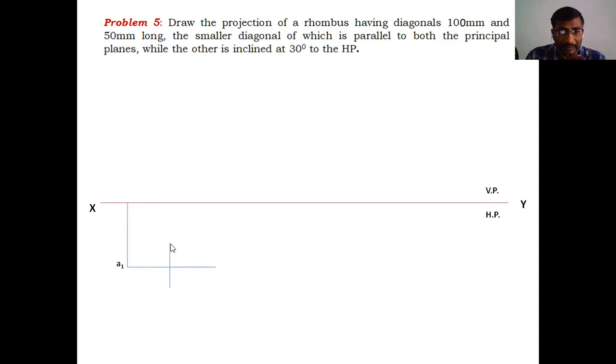On that 10 centimeter length, draw a perpendicular at the midpoint. That perpendicular line must have a length of 50 mm, that is the smaller diagonal of the rhombus. By joining these points, the rhombus is obtained. This is B1, another corner of the rhombus, C1 and D1. These are the rhombus corners A1, B1, C1, D1. Join A1 with B1, a side of the rhombus. Another side is B1, C1, then C1, D1, and lastly, join A1 with D1. This is the given rhombus, having a longer diagonal of 100 mm and a smaller diagonal of 50 mm. Clear?